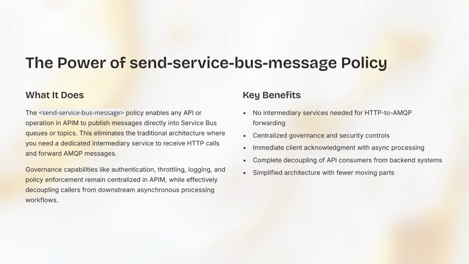The Send Service Bus message policy allows an API or operation in APIM to publish messages directly into a Service Bus queue or topic. This removes the need for a dedicated intermediary service to receive an HTTP call and then forward an AMQP message to Service Bus. It keeps governance, auth, throttling, logging, and policies in APIM and decouples callers from downstream processing.